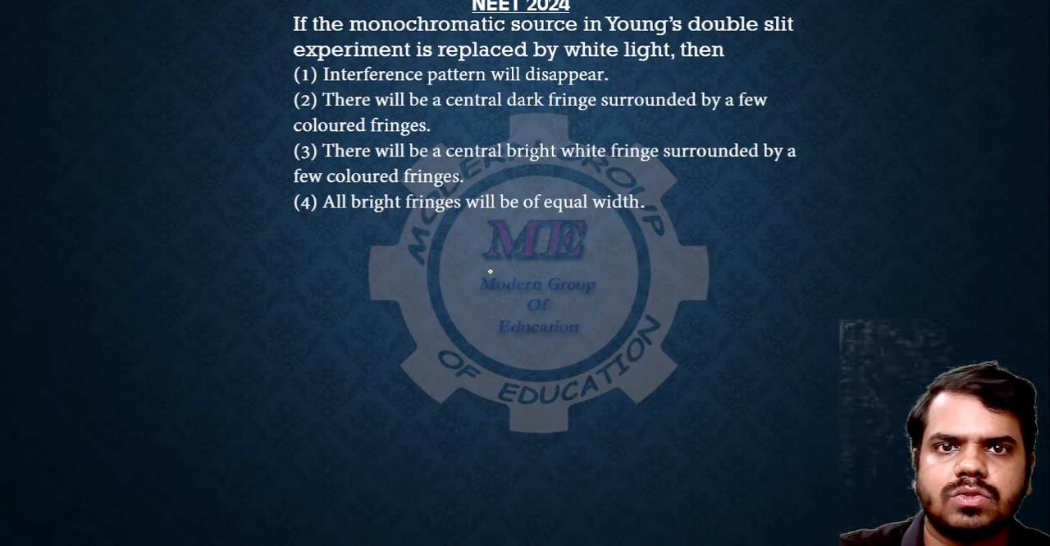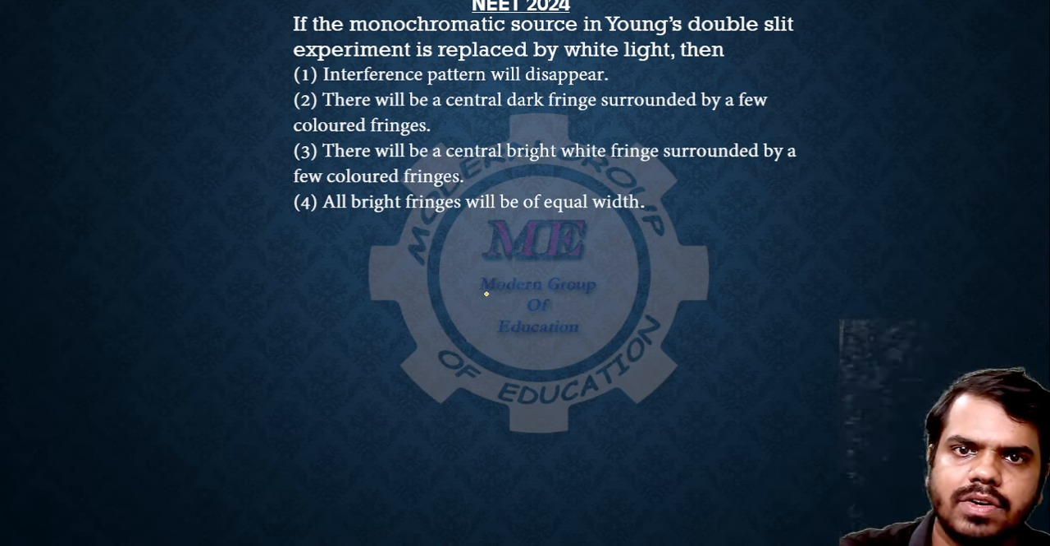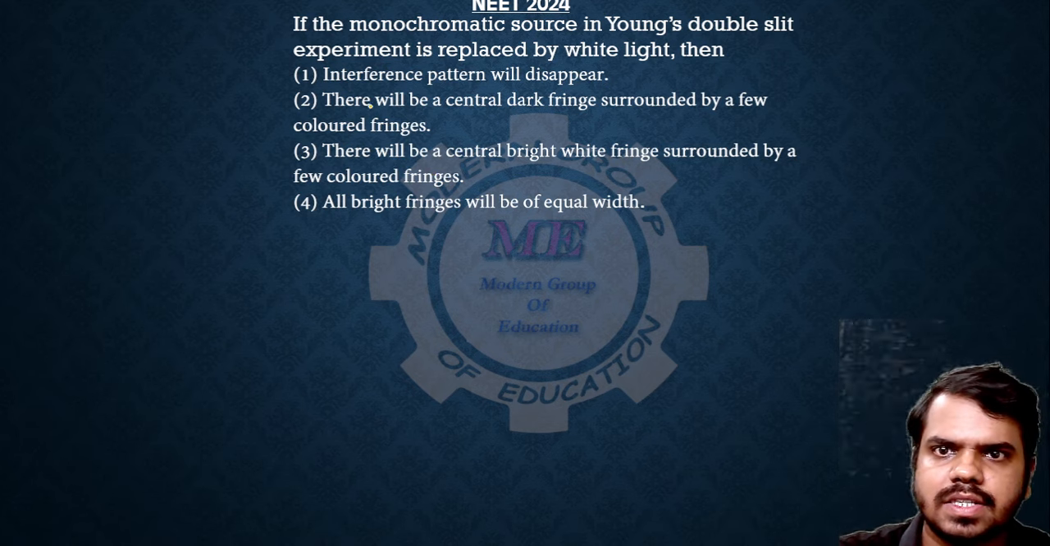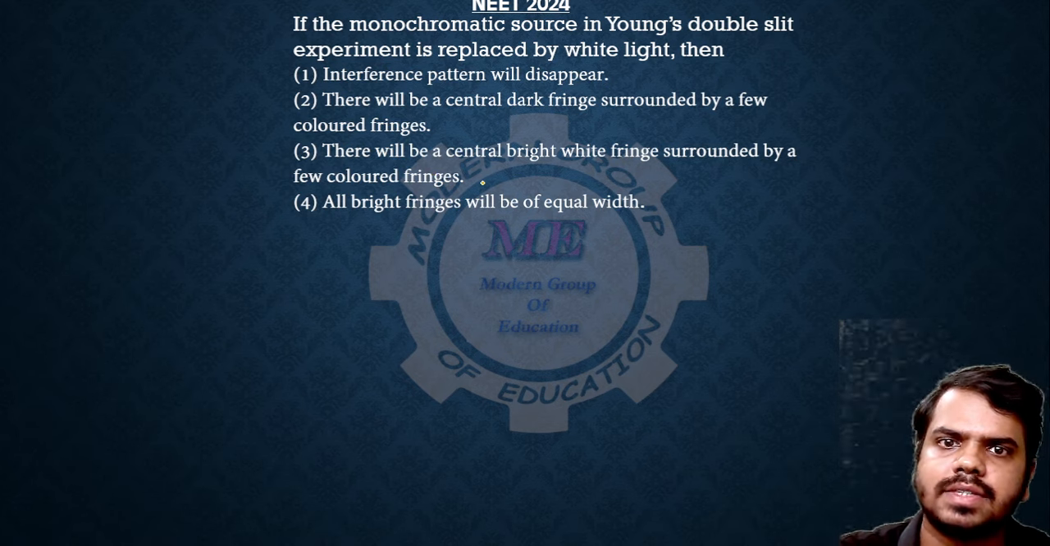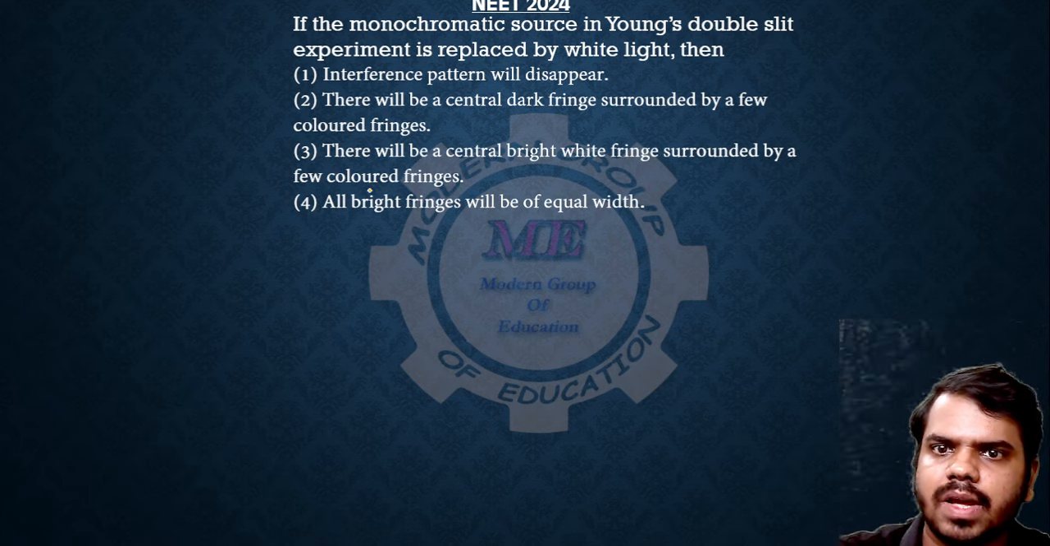If the monochromatic source in Young's double slit experiment is replaced by white light, then what happens to the interference pattern? See, if the monochromatic source in YDSE is replaced by white light, then the central bright fringe is surrounded by a few colored fringes. So option 3 is correct.